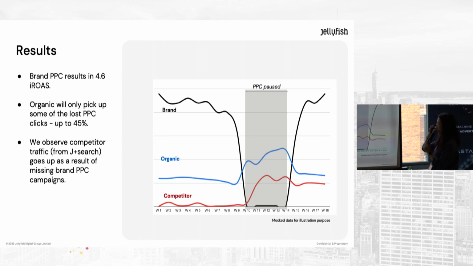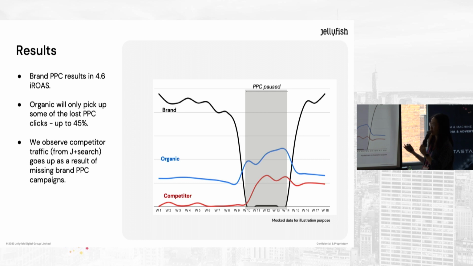And here is a kind of a mock of the results. So what we basically ran in the GeoLift experiment, we found a brand PPC result of 4.6 ROAS. So what does that mean? For example, if the client stops spending 10 grand in PPC, that means they're going to lose direct incremental revenue of 46 grand. It's huge.